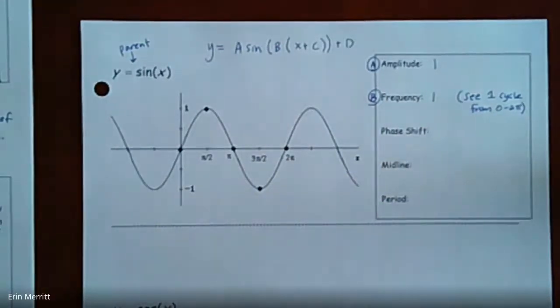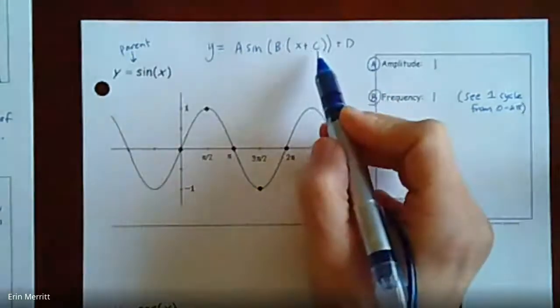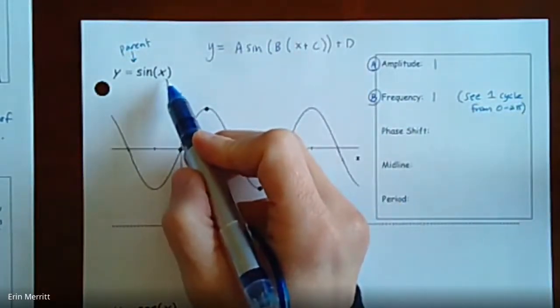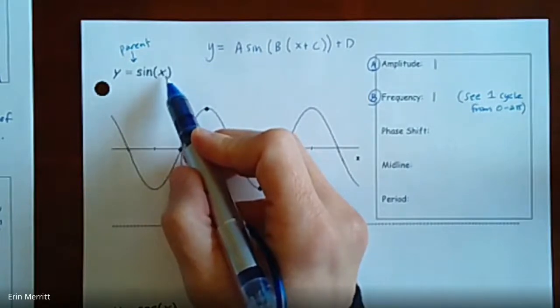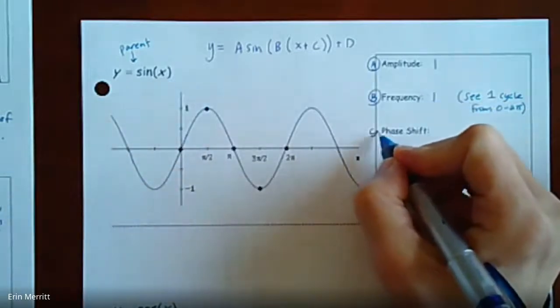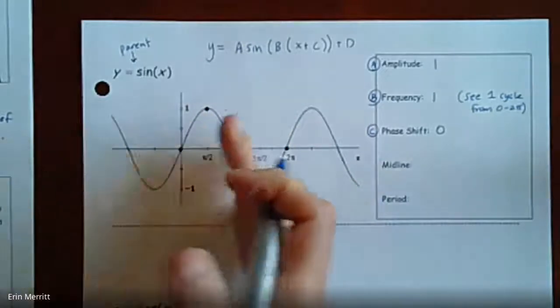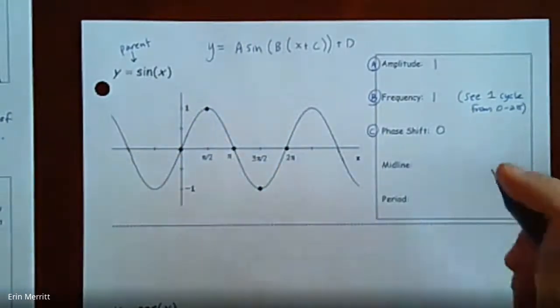The phase shift would be if I was adding or subtracting anything to the x on the inside of the parentheses. There's nothing added there. So it's not a 1, because otherwise I'd see a plus 1. You've got to think, what do you add that you don't see? That's a 0. So the phase shift here is 0. It just means I haven't shifted it left or right at all. Easy peasy. All right, the midline.